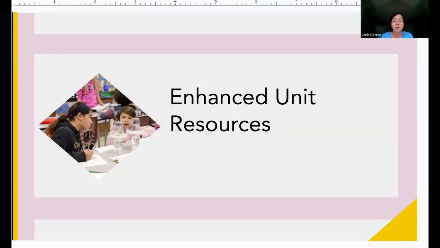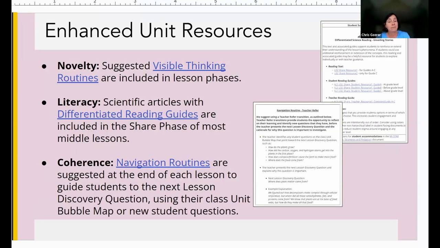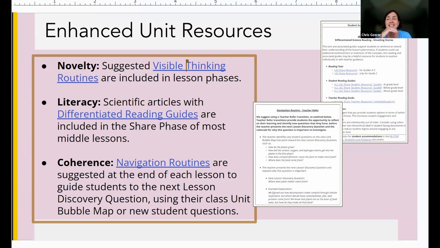All right, so let's talk about some of the resources that are in the enhanced units. We were looking to add a few things to our units when we started these enhancements. One thing that was important to me as a classroom teacher was to have some novelty regarding how we have kids think about things and share things out. Some of the older units just had a vague, do a gallery walk or something. You're the teacher, you figure it out, do something.